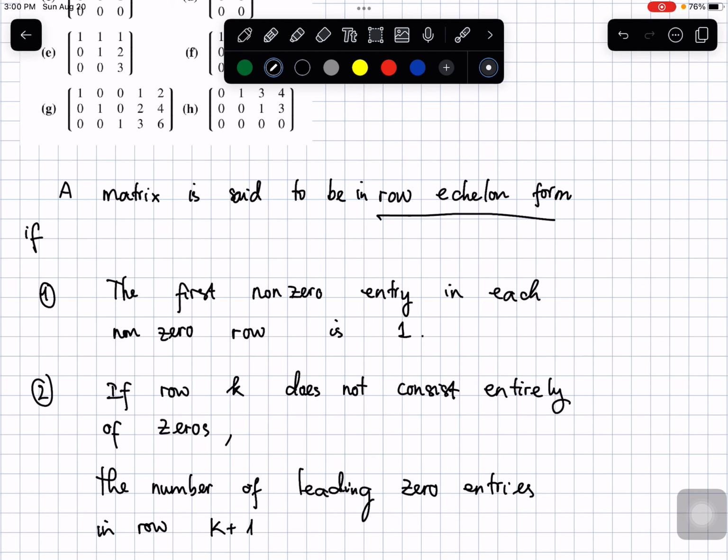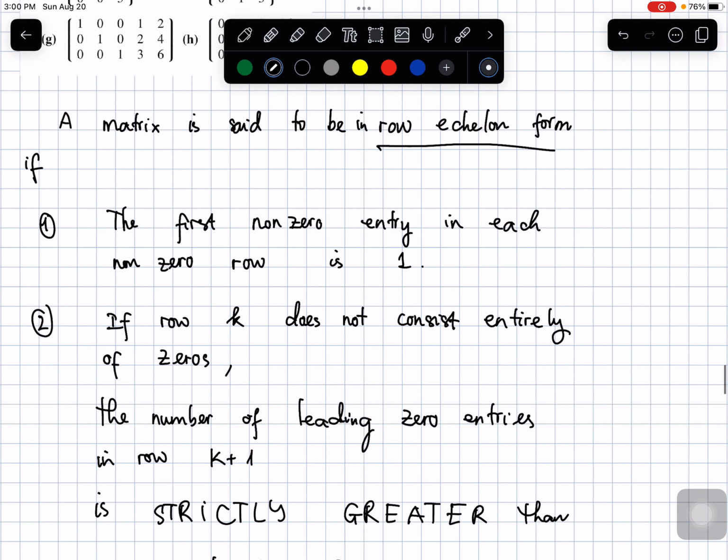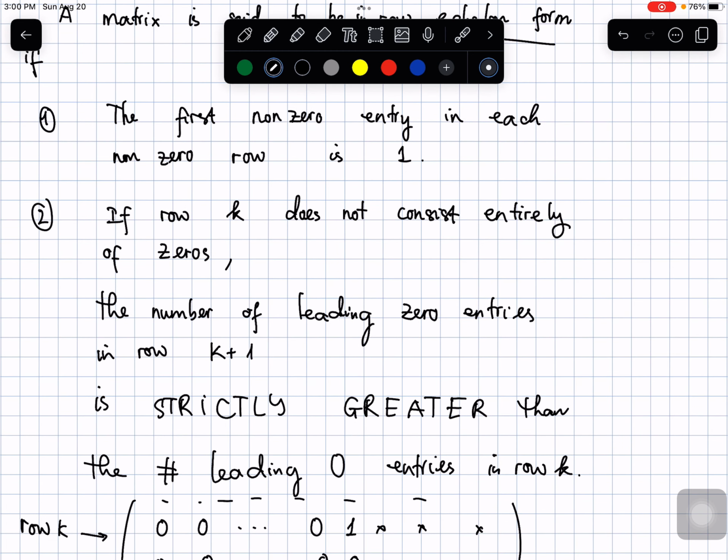Form matrices. A matrix is said to be in row echelon form if we have three conditions, and the three conditions are satisfied. The first one is the first non-zero entry in each non-zero row is 1. So the first non-zero entry must be 1, unless the row is entirely 0. Second condition is if row K does not consist entirely of 0, then the number of leading 0 entries in row K plus 1 is strictly greater than the number of leading 0 entries in row K.